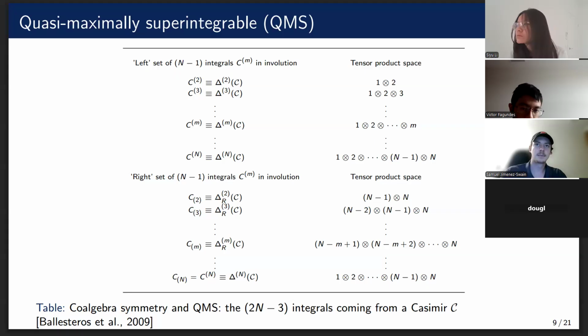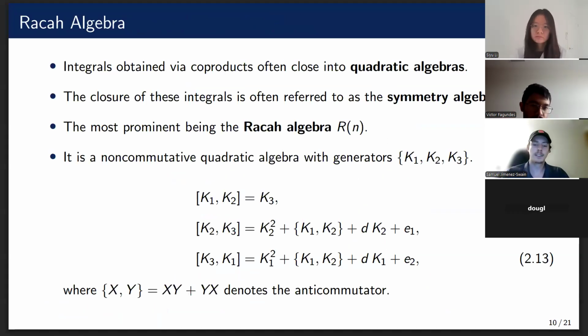Now, because the coproduct is an algebra homomorphism and is co-associative, the constructed quantities will often Poisson commute, or commute in the appropriate quantum algebraic sense, producing integrability structures in a nice way. But when we take the bracket relations, the Poisson brackets or the commutators, of these integrals built from this approach, they often don't close in a nice linear way. They often form nonlinear, quadratic, or polynomial algebras.